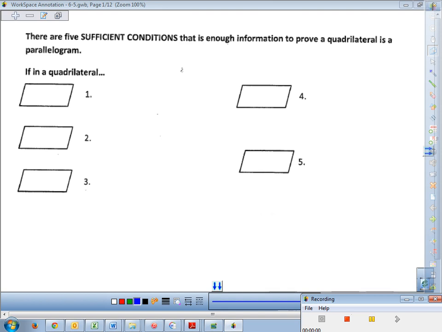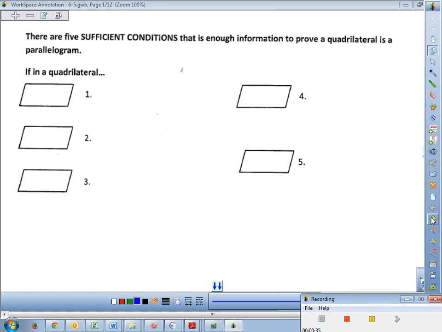So, more about parallelograms today. Today, there's 5 what we call sufficient conditions to prove that what we have in front of us is a parallelogram. So let's just talk about what we know about a parallelogram so far. What would be the most obvious way you'd know that one of those is a parallelogram? It's got 2 sets of parallel sides, right? Out of these 5 ways, I can tell you, we know 4 of them already.